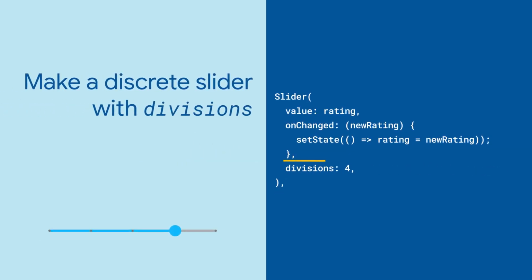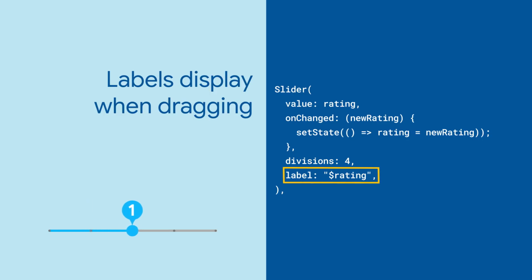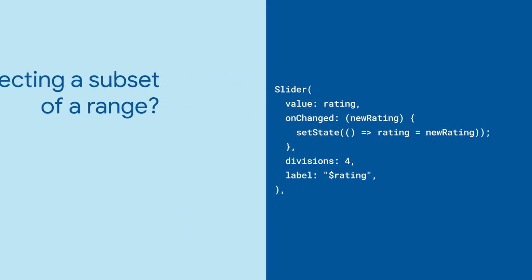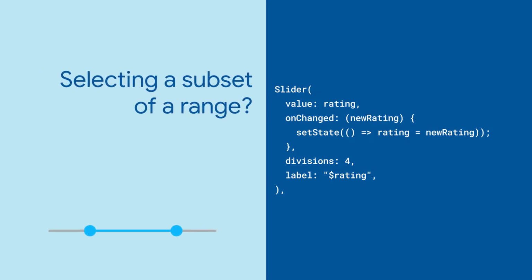A slider with divisions will stick at certain points. Use the division parameter to set the number of points the slider will stick to. Setting the label parameter shows a label above the slider while it's being dragged. That's it. But what if you wanted to select a subset from a range of values?